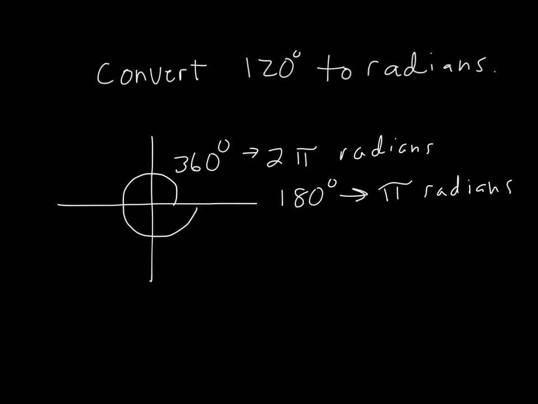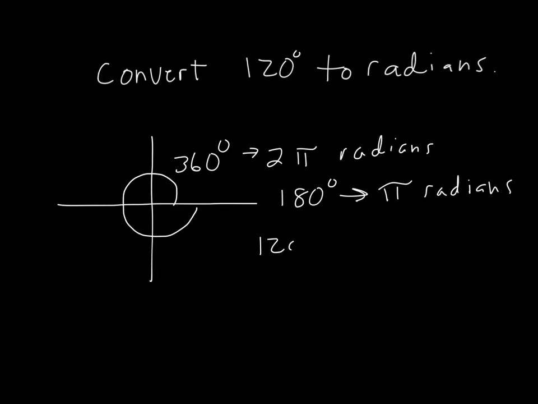Because this is a full circle and this is half a circle. This represents a full circle in radians, so this is half that. 2 pi, 1 pi. Now let's get to the question that we're being asked, 120 degrees to radians. There are different ways to do this. I like doing it this way.